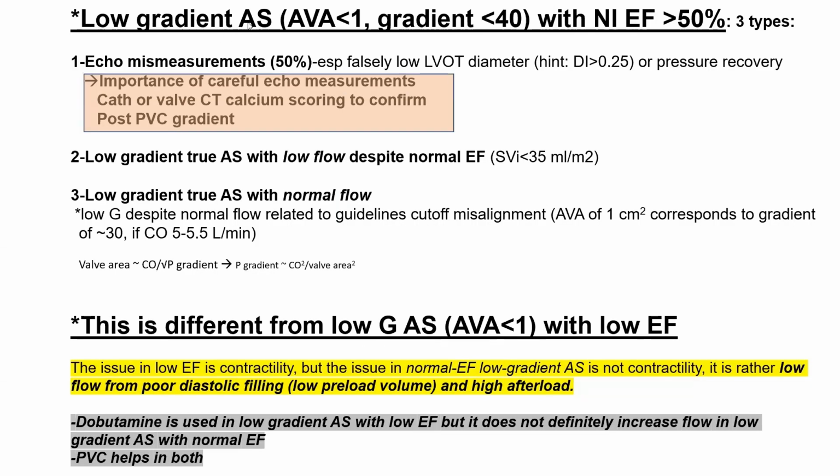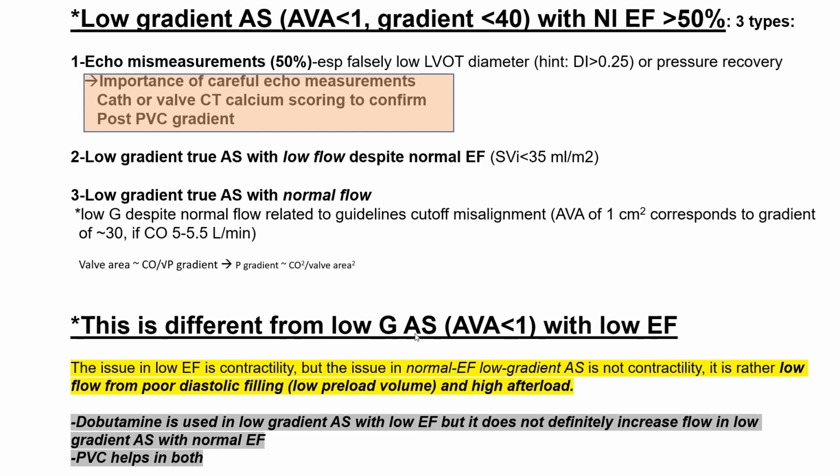This is a summary slide of low gradient AS. You may have low gradient AS with normal EF, in which case it could be due to echo mismeasurement half the time, or it could be truly severe AS with low gradient with low flow, or truly severe AS with low gradient yet normal flow, in half the times. Here it's important to do careful echo measurements to eliminate that 50% error. You may also do cath, valve CT calcium, or assess post-PVC gradients.